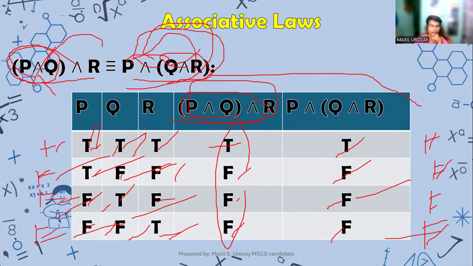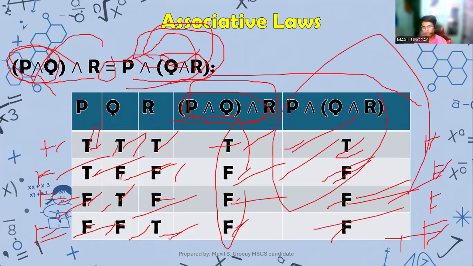So let's try to compare if they are equivalent. True and true is true. Yes, they are equivalent. False and false equivalent. False and false equivalent. False and false equivalent. So they are equivalent by the associative law.